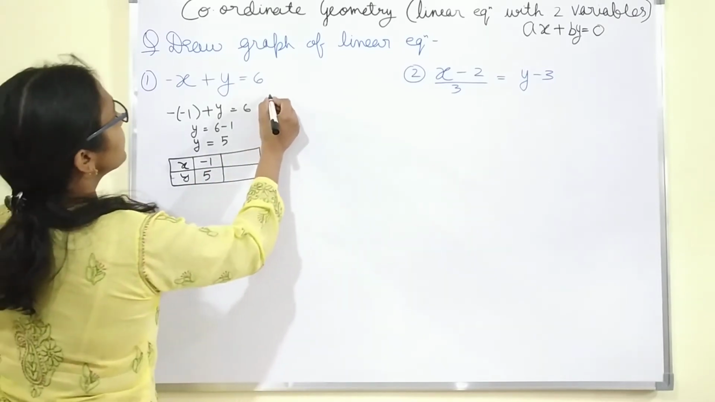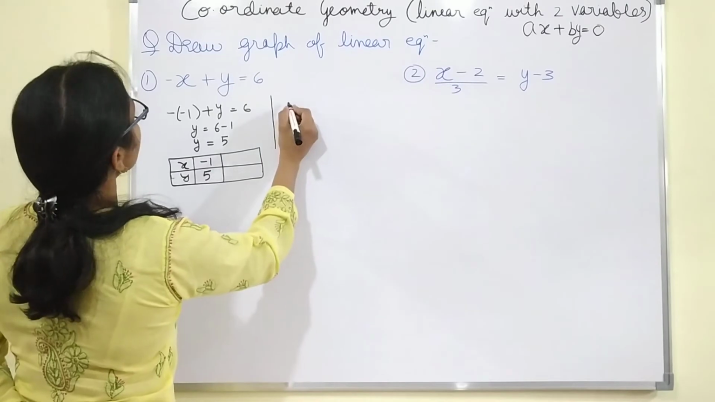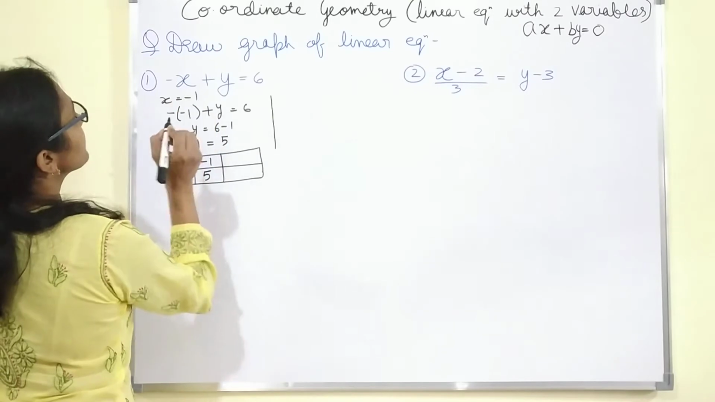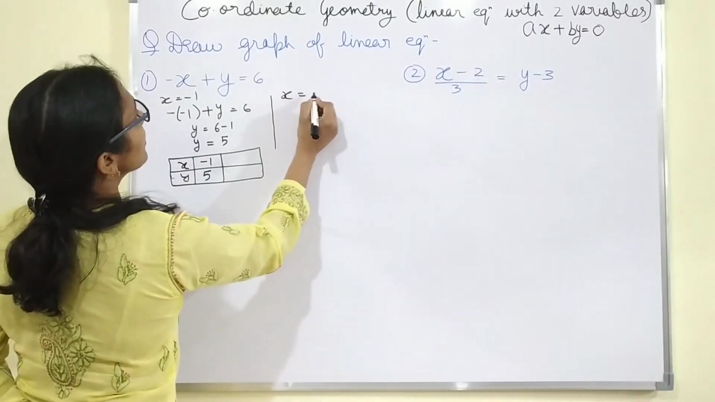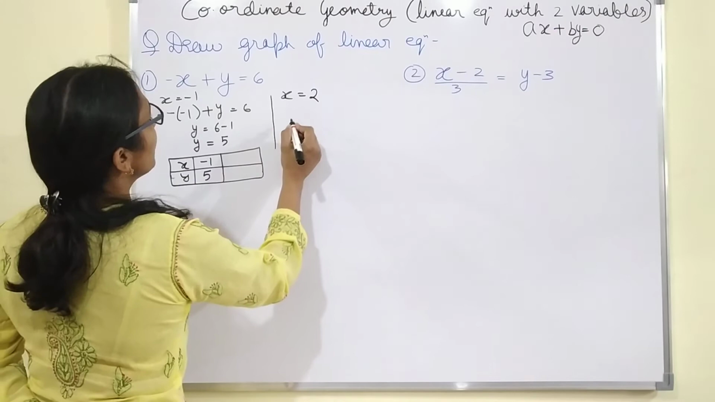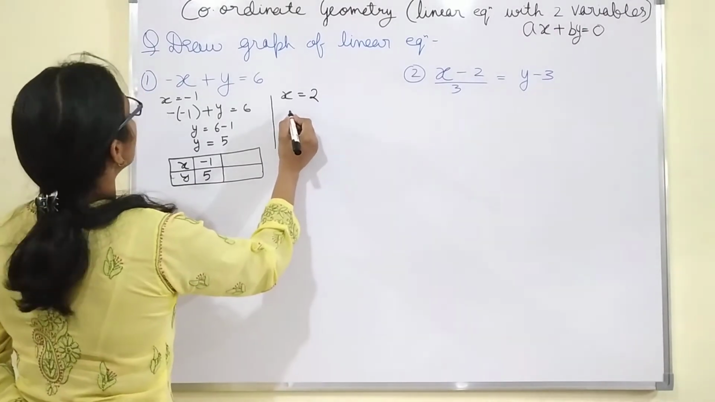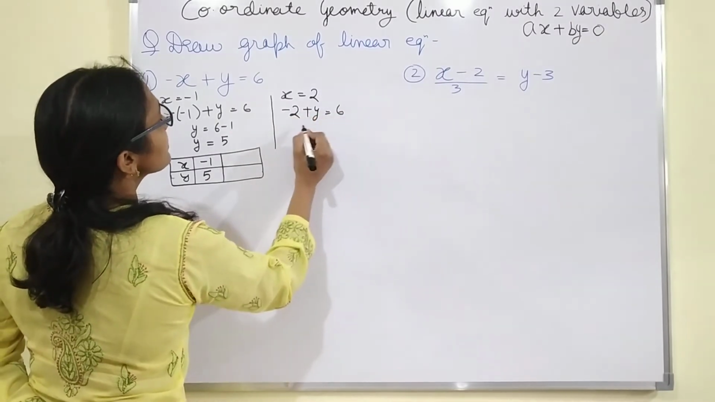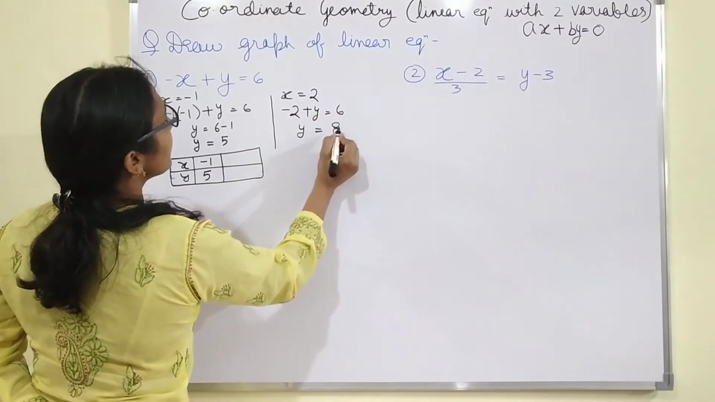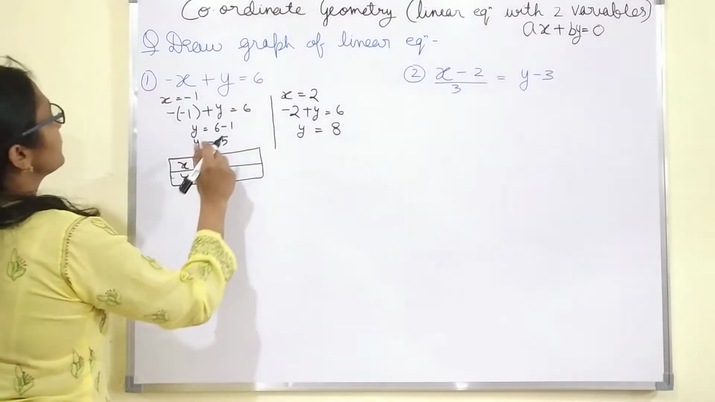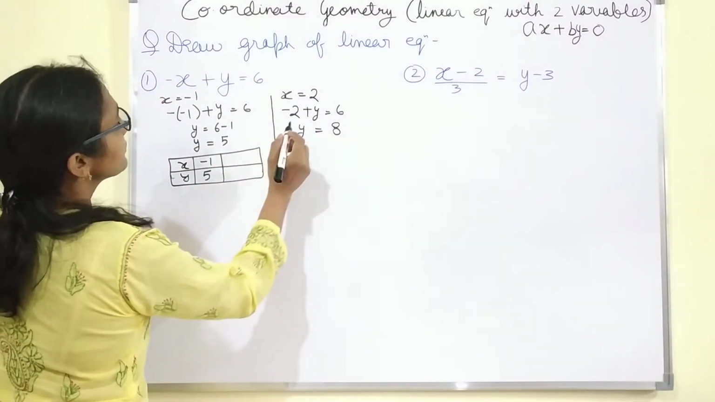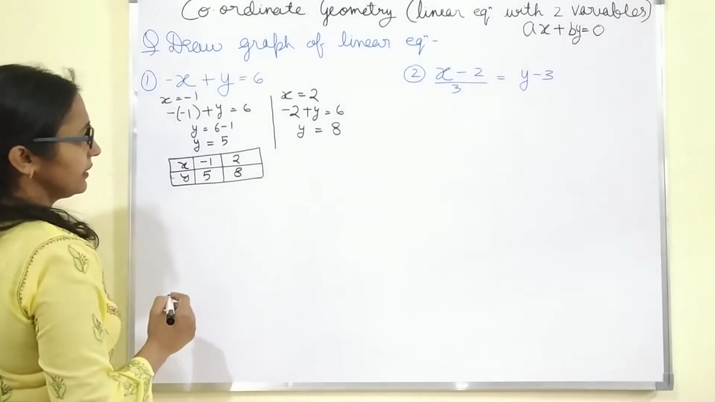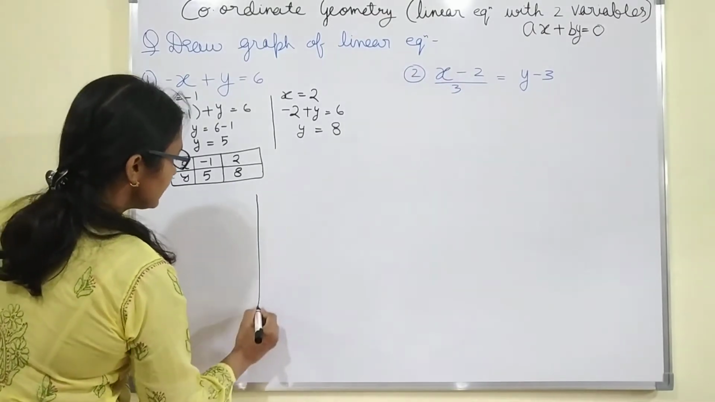Okay. And again, here I have taken x equals to minus 1. Now I am taking x equals to 2. So, x equals to 2. So, minus 2 plus y equals to 6. So, y equals to 8. So, 2 and 8.